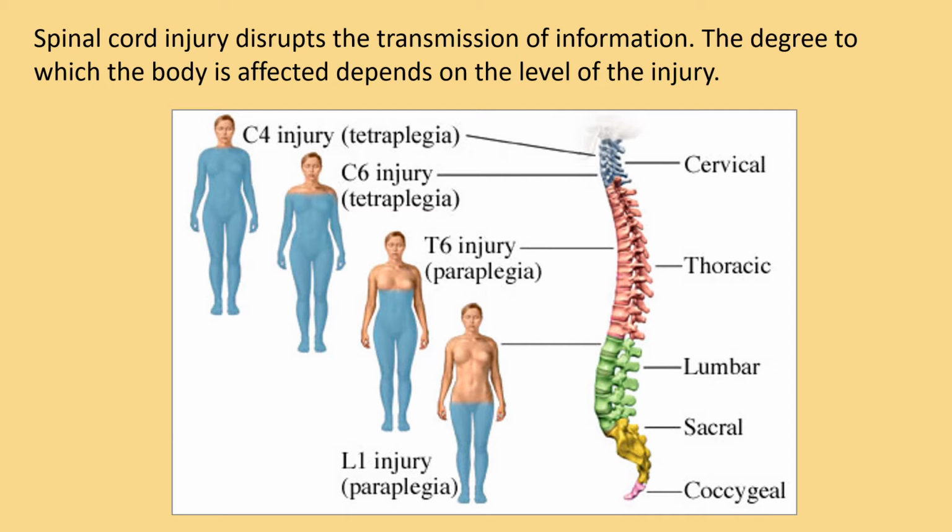So once again, spinal cord injury stops the transmission of information. Information cannot pass the site of injury. And so the degree to which the body is affected depends on the level of the injury. So spinal cord injury results in numbness and paralysis because both sensory and motor information are disrupted.